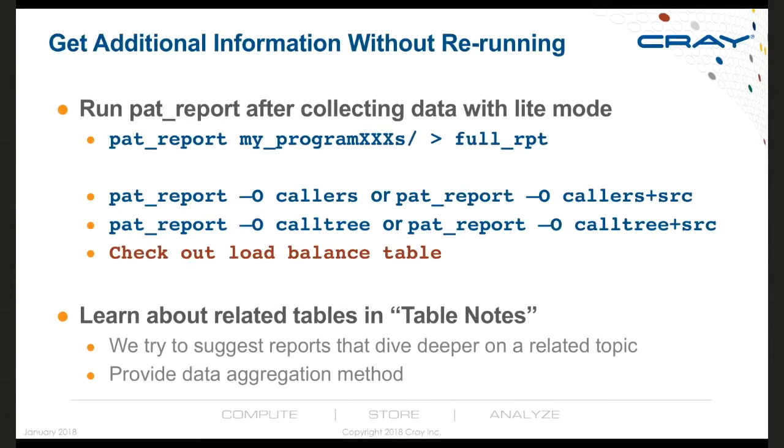But there are a couple of things that you can do. The Pat Report utility is available. It's in your path because we've loaded the Perftools base module. So if you're doing a light experiment and you want to see a little bit more information, you can generate a full report. The full report has things like notes in front of every table that explain how the data was aggregated. It has all kinds of information. In this example, you can see I'm running Pat Report on a directory.